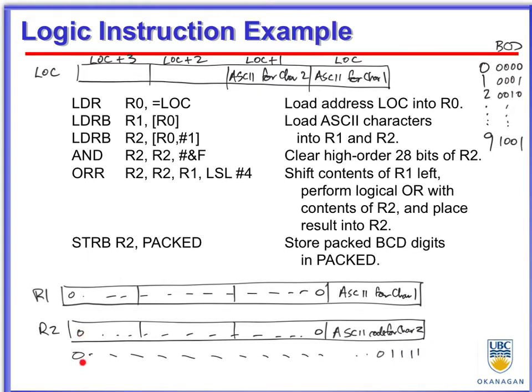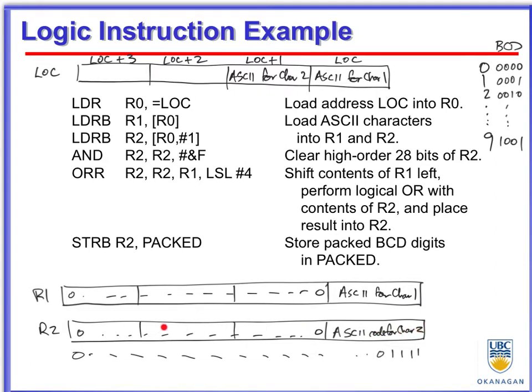Okay, so obviously when you AND zeros with anything, we get zeros, including the top 4 bits of the ASCII code for character 2. Remember, this is 1 byte. The ASCII code is actually 7 bits. So we're only interested in the last 4 bits of the ASCII code because we know those last 4 bits correspond to the binary coded decimal representation of this character. So we're only interested in the last 4 bits here.